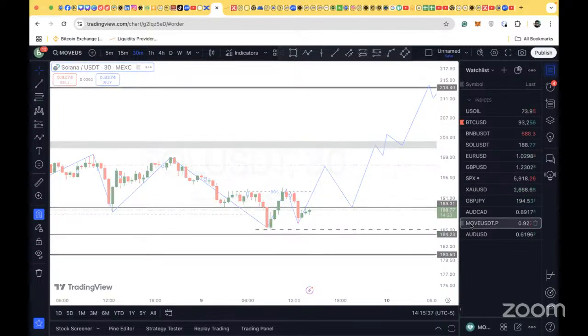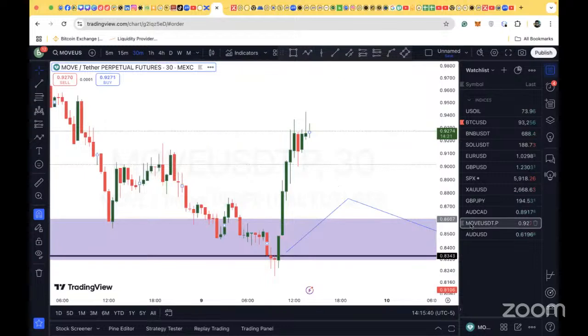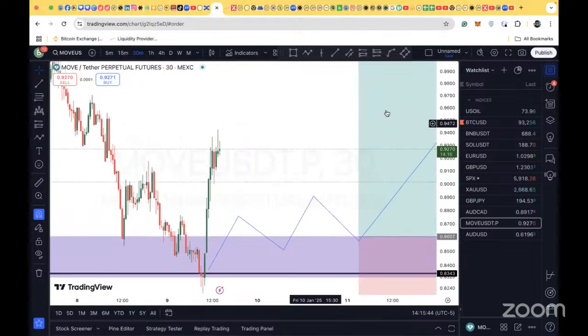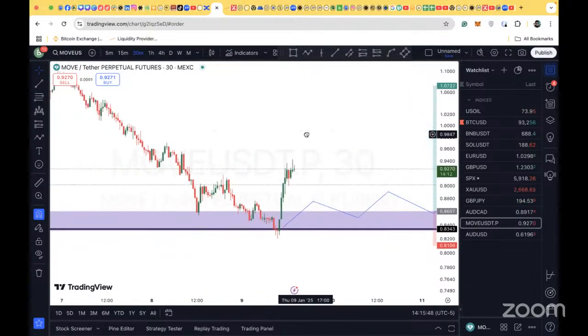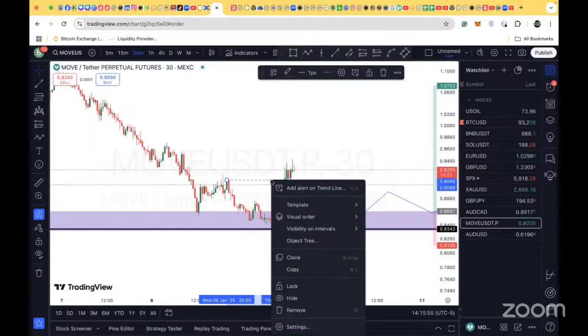So I think this is where we are going to stop. This is where we are going to stop for today. Here we see a change of character M30 on this move. I sent out this move analysis today in some of the groups. I don't know if you saw it.